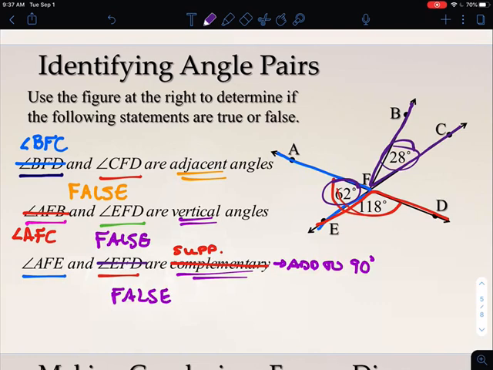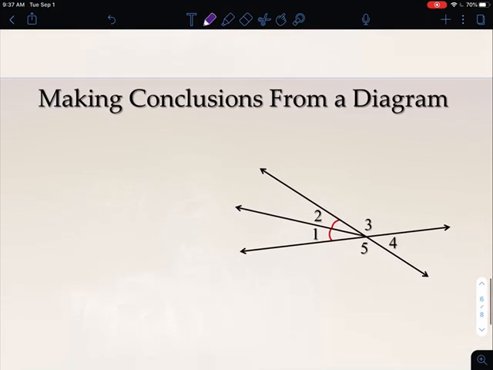So when you're doing these, it's important to focus on what type of angle they're looking for. And then if it's a false statement, what could I do to change it? How would I get adjacent? How would I get vertical, and so on?